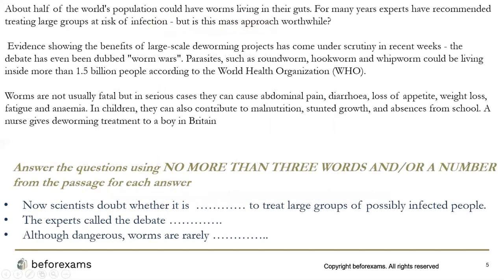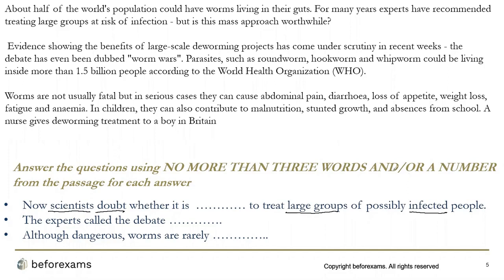Now this is an example wherein you have to find the answers to these questions by reading this passage. Let me do the first for you, and then you can find the answers to the next two. Okay, so now: scientists doubt whether it is dash to treat large groups of possibly infected people. Let's first of all underline the keywords here. Scientists doubt, large groups, infected people. So these are the keywords here. Let's go ahead and find it.